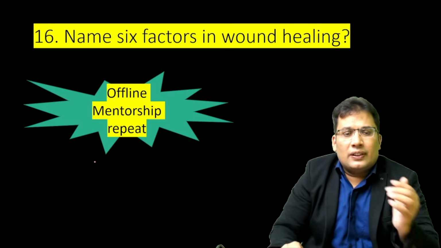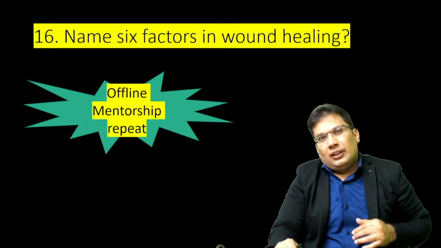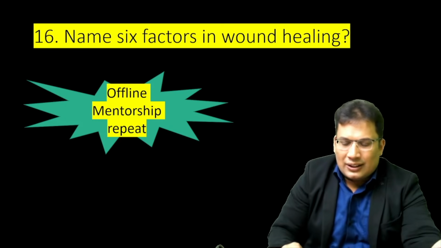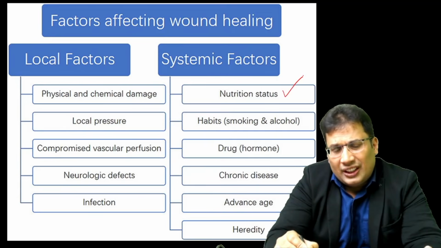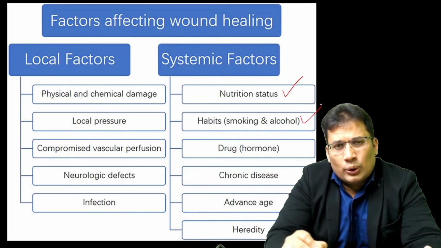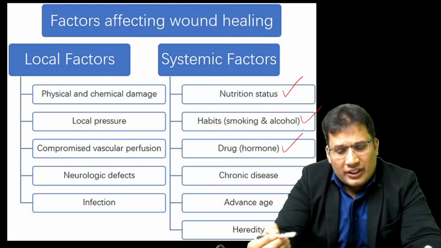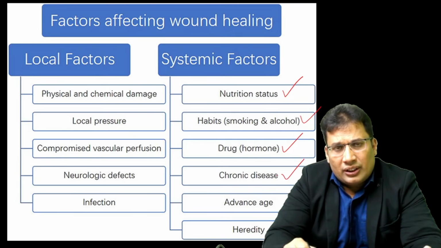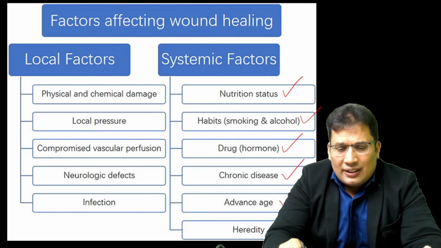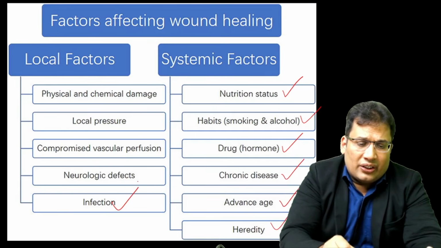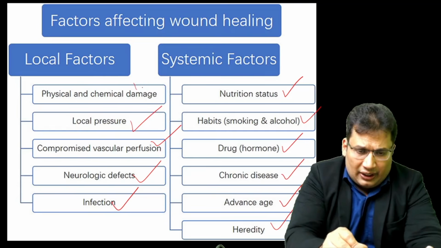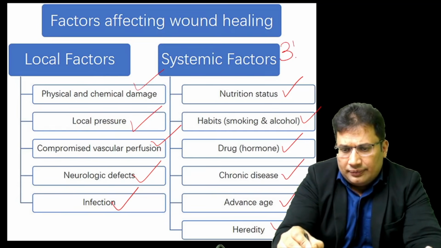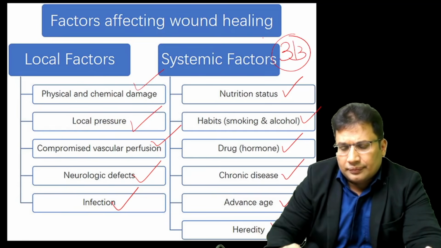Then comes name 6 factors in wound healing. You can write few points like age. You can write nutrition status, vitamin C and all. Habits, so smoking, alcohol, drugs, hormones, steroids, chronic disease, inflammation, Crohn's disease and all. Advanced age and hereditary, infection, neurological defects, compromised vascular perfusion, local pressure, physical, chemical damage. If you write any 6, you'll get 3 out of 3.